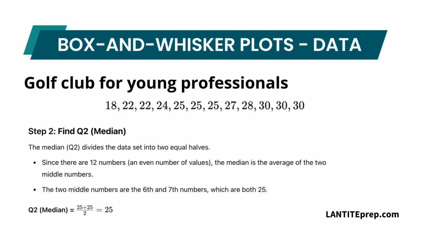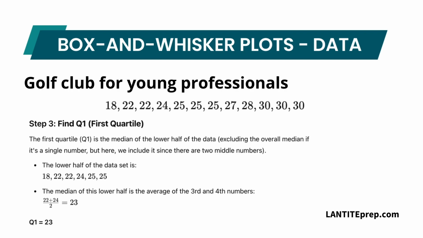Step 2 is to find the median, which is a number directly in the middle of all the numbers of the dataset. In this case, we can see that there are a total of 12 golf club members, which is an even number. Just as we learned in the previous lessons, when we have an even numbered list, we'll find the sum of the two middle numbers, which are 25 and 25, and we'll divide that by 2, resulting in the median of 25.